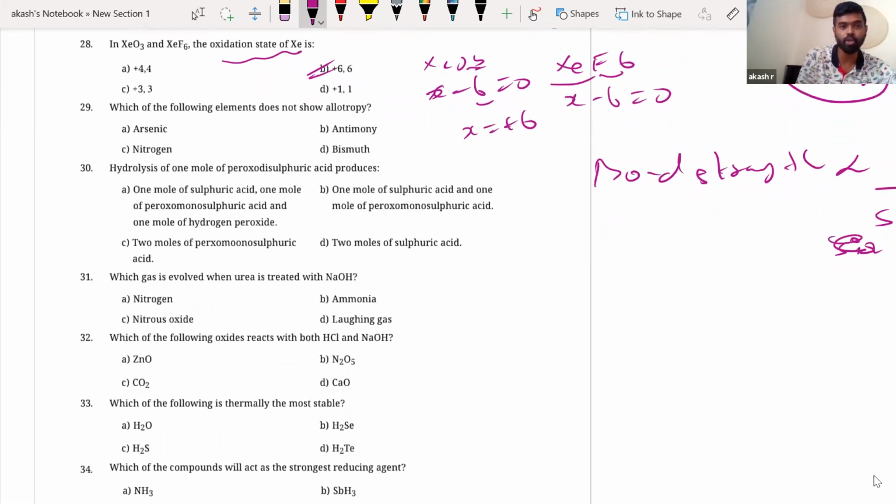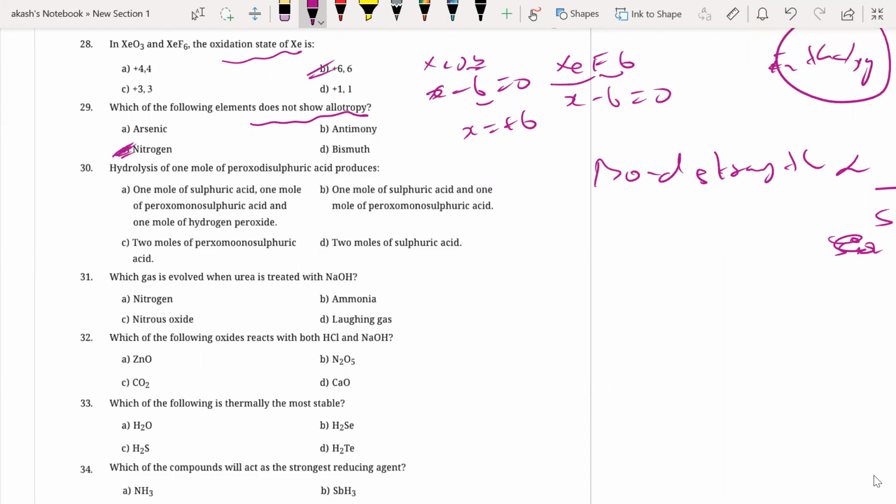Next question. Which of the following elements do not show allotropy? Which one? Quick. Nitrogen. Nitrogen is nitrogen, yes, this cannot show allotropy. Allotropy means the same element but in different physical forms. Like carbon can be graphite, diamond, or Buckminsterfullerene. Same way for phosphorus: white phosphorus, red phosphorus, black phosphorus. But nitrogen doesn't have anything like that.